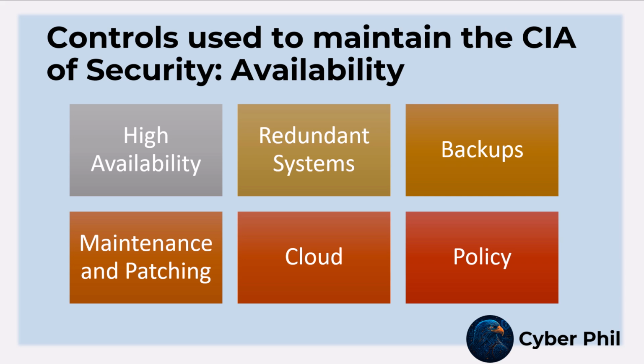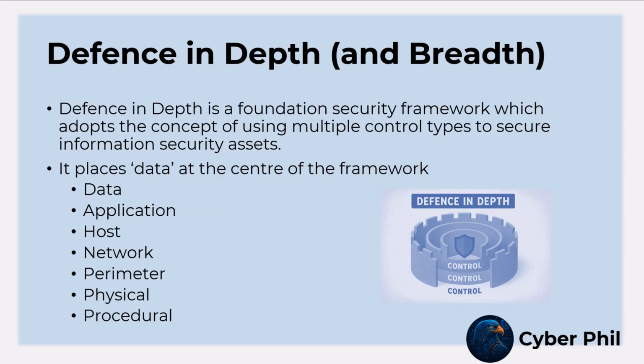Everything that we're speaking about here from an availability point of view is underpinned by a policy. So we have backup policies, for example, we have cloud security policies, we will have a patching policy, and all of this allows us to layer in different controls to maintain our security. That layering concept is something called defense in depth and breadth. And what defense in depth does, it gives us a framework, there's that word again, that allows us to use multiple control types to secure information security assets.